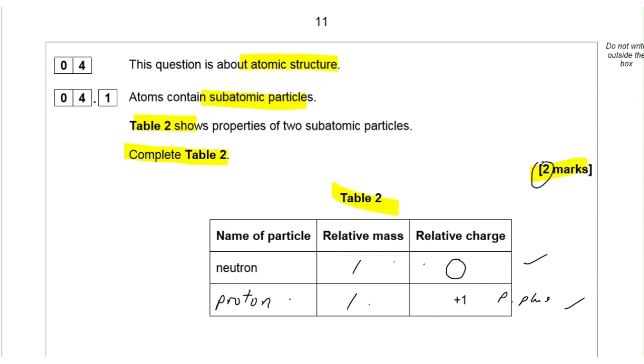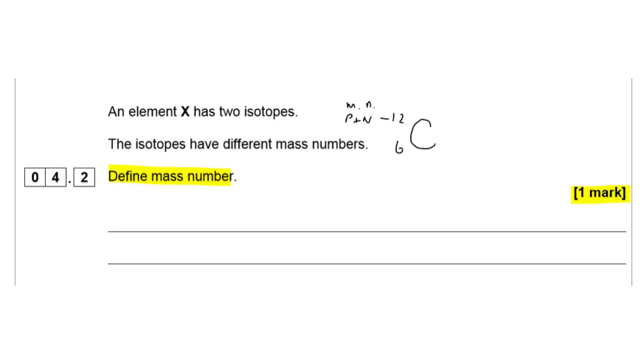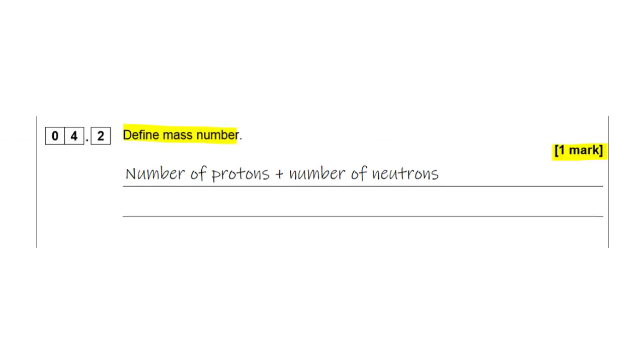An element X has 2 isotopes. The isotopes have different mass numbers. 4.2. Define mass number. Now, if we look at the symbol for carbon from the periodic table, which is a big C with a 12 at the top and the 6 at the bottom, the 12 is what we call the mass number. So it tells you that the mass number is the total number of neutrons and protons in the nucleus. So for 1 mark, you must write the number of protons and the number of neutrons.